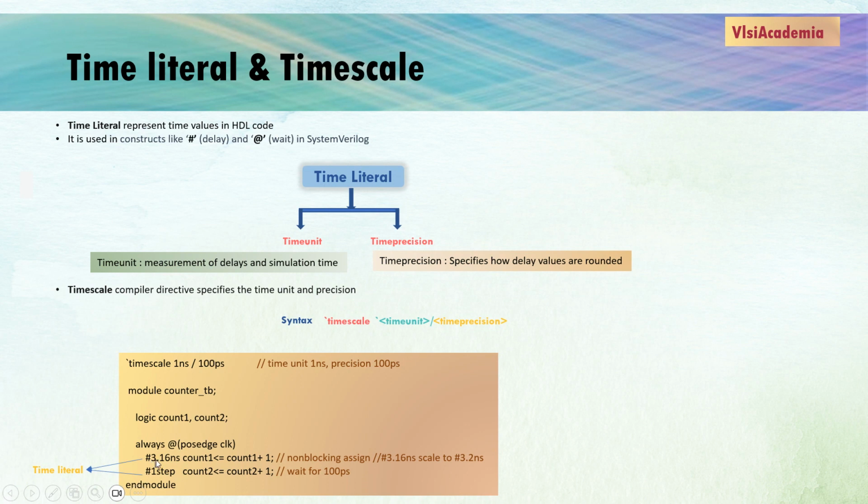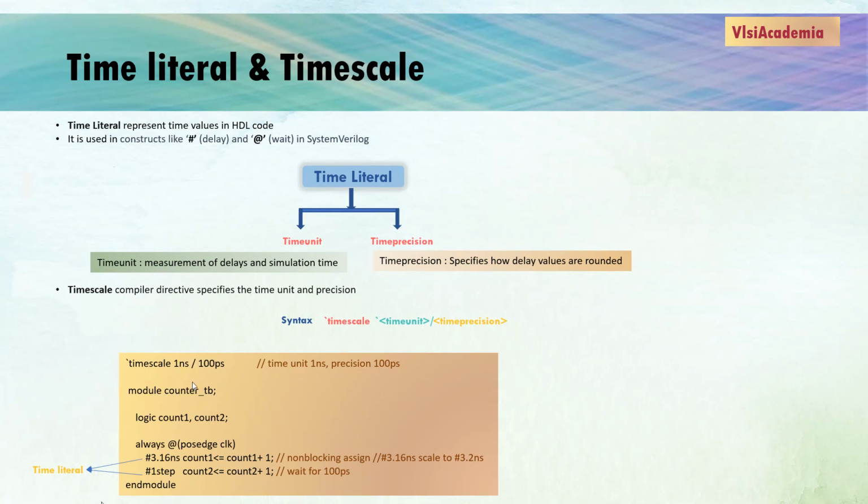Now what this 3.2 says is that at every positive edge of the clock, count1 will increase by 1 after every 3.2 nanoseconds. Next comes the second statement, where we are incrementing the value of count2 at every positive edge of the clock. This is happening after every one step. So this one step is basically the step that is defined using the precision. As in precision, we have 100 picoseconds, so that will be the one step for our simulation.